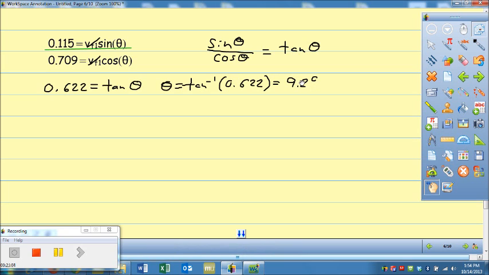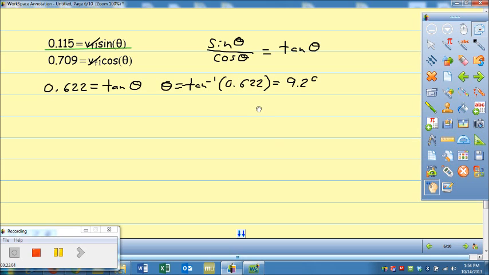If you're curious, let's see what they got. They got 11 degrees. Interesting. I think it has to do with some of our rounding, but basically the concept is correct. So now we know that.